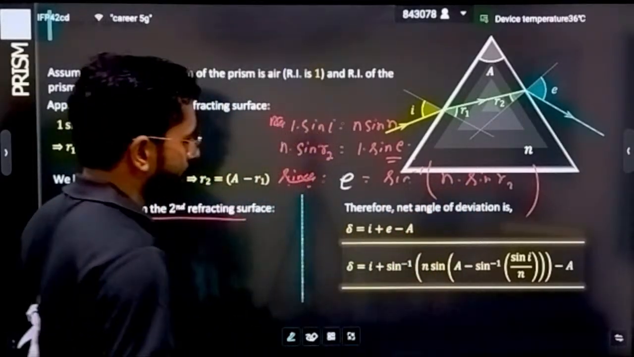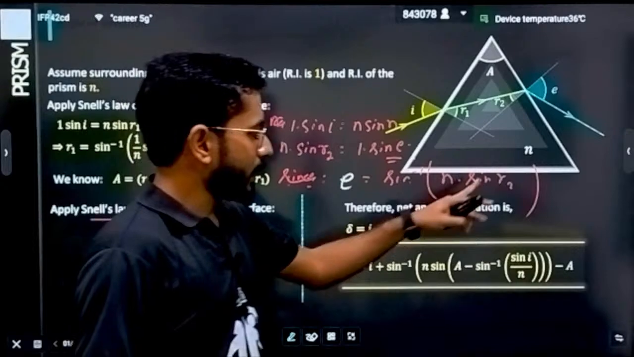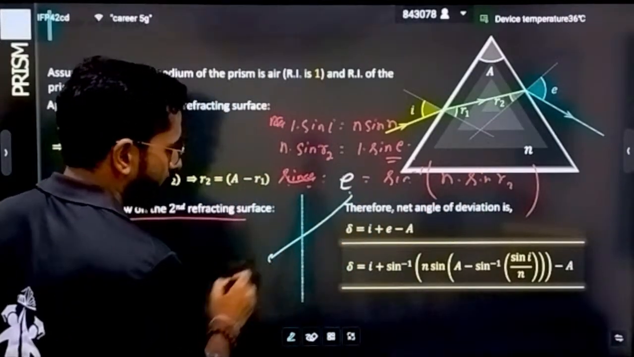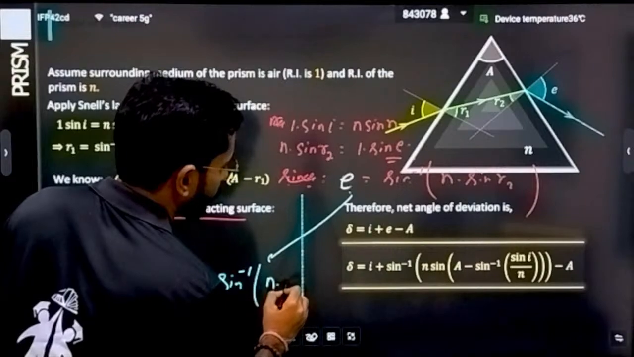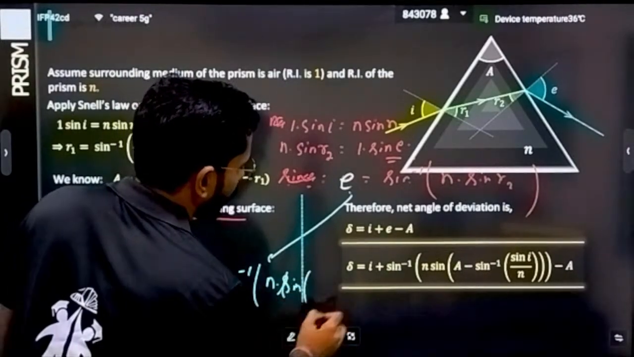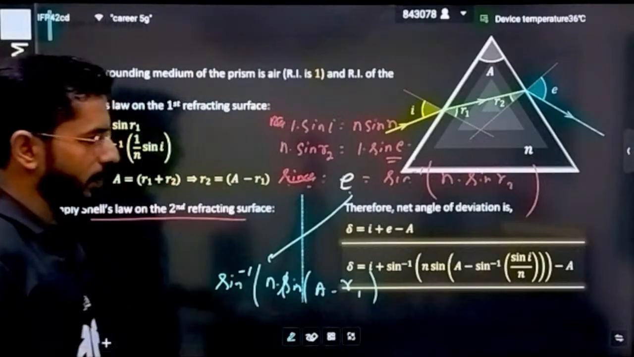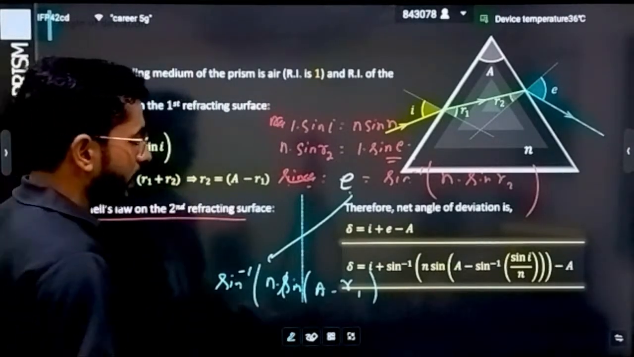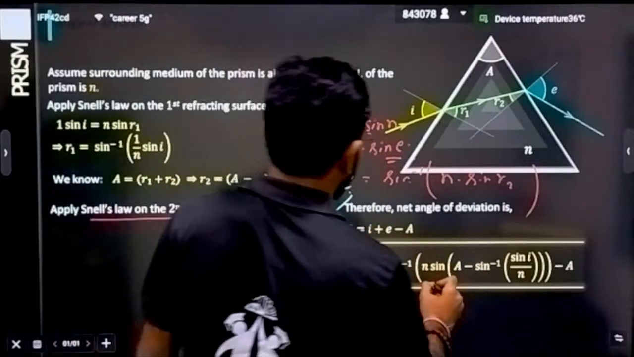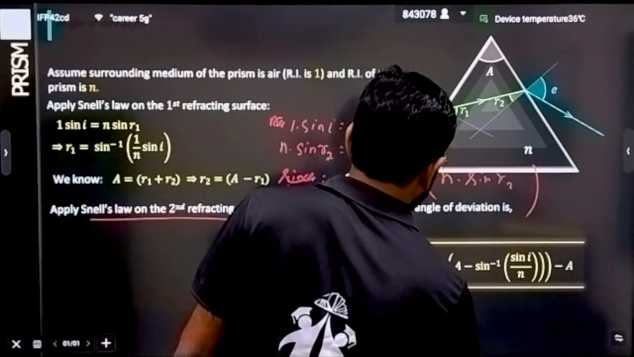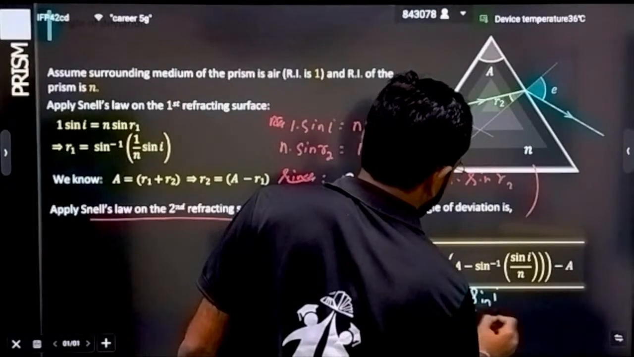Now how can you write r2 as well? Sine inverse of n times sine of r2 can be further written as A minus r1. How is it A minus r1? Now how can r1 be written? r1 can be written as sine inverse of sine of i divided by n.